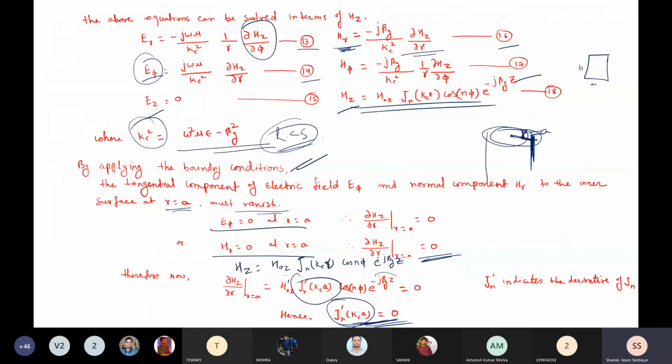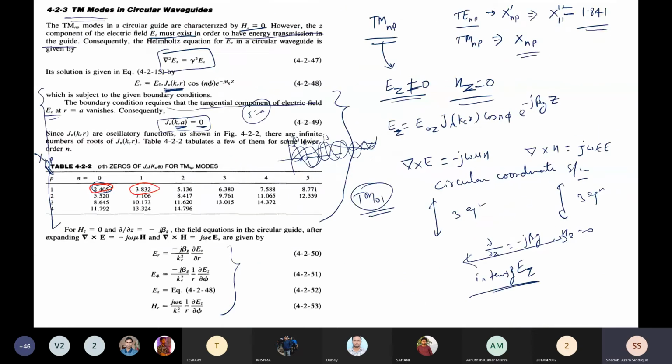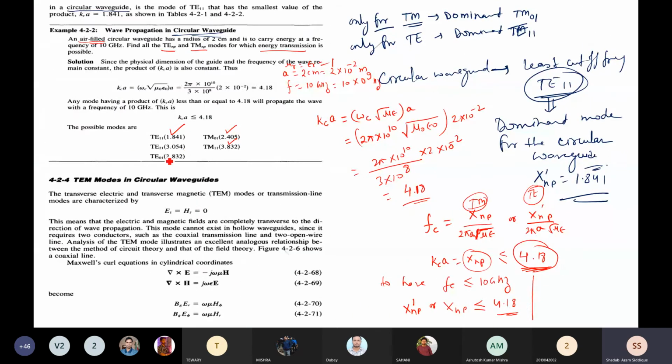Similarly, you can go for X dash NP, and you can see this one, and of course this one, and this one is greater than 4.18. So these three are existing. TE01, TE11, and TE21 are existing here, and TM01 and TM11 are the modes. So all these modes are existing.